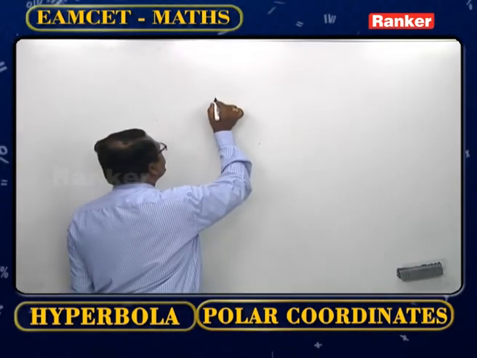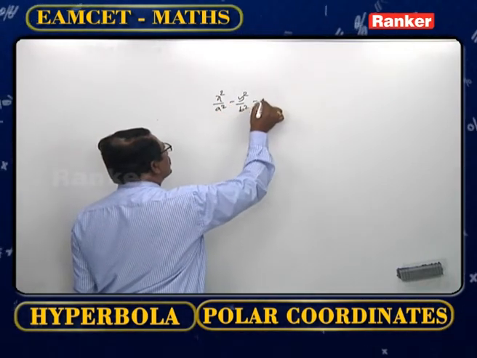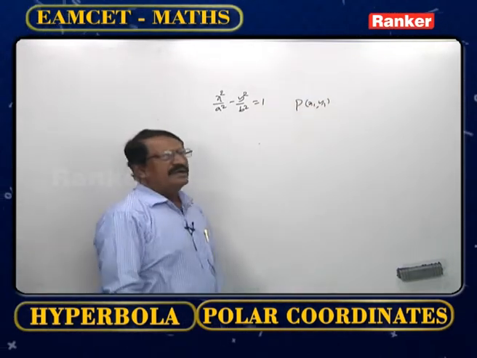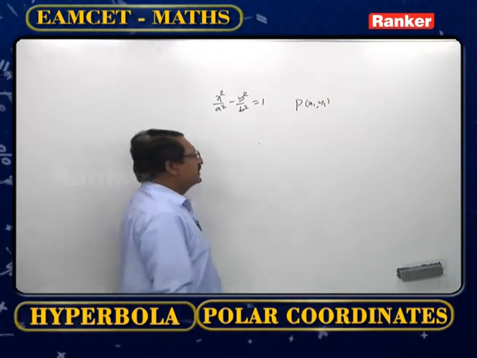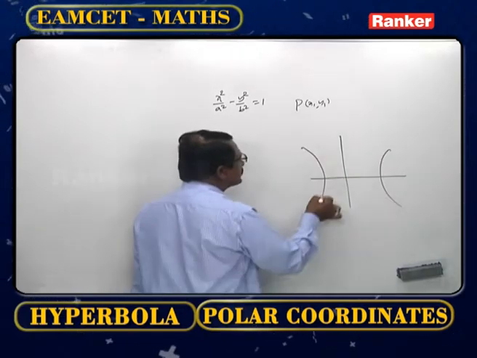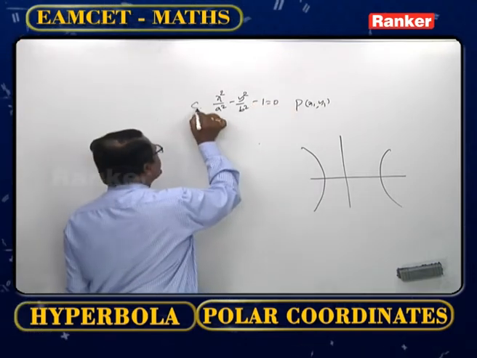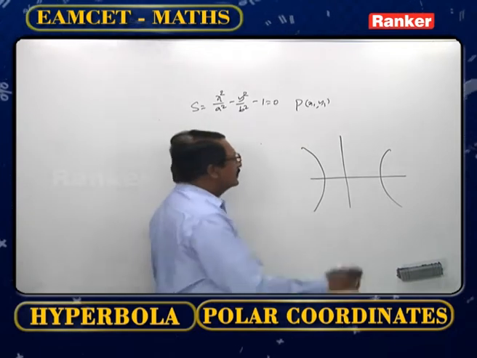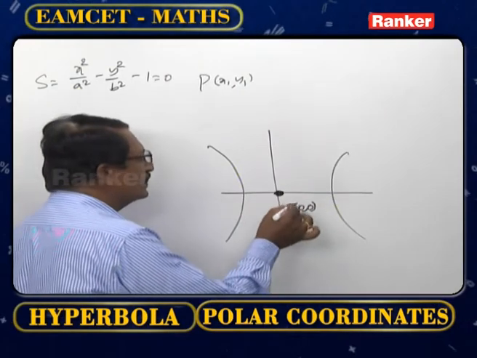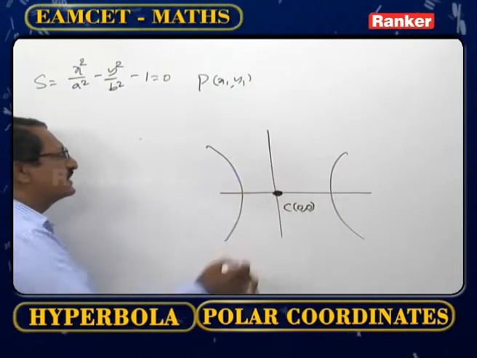Suppose for the hyperbola x square by a square minus y square by b square equals 1, the point P(x1, y1) lies outside of the hyperbola. First, write the hyperbola equation as x square by a square minus y square by b square minus 1 equals 0, and consider it S equals 0. The center is C(0, 0), and the origin lies outside of the hyperbola.